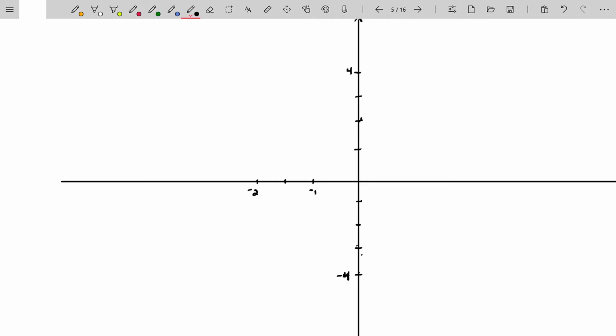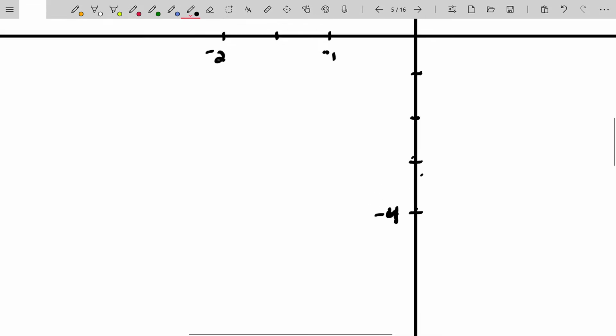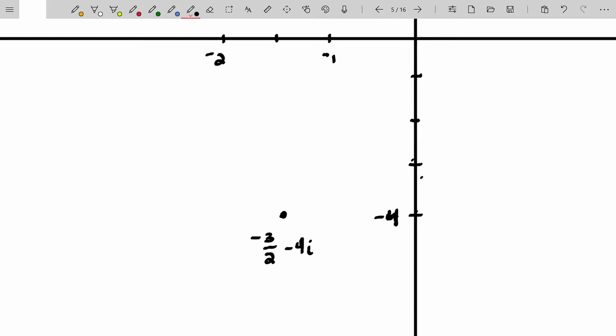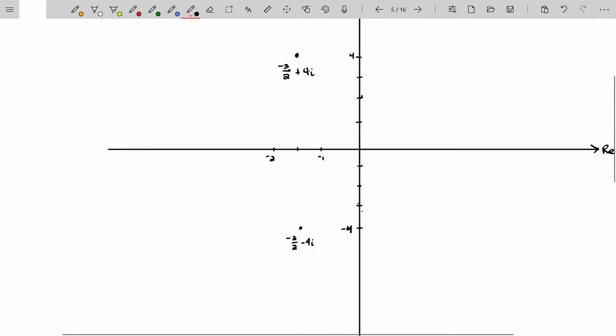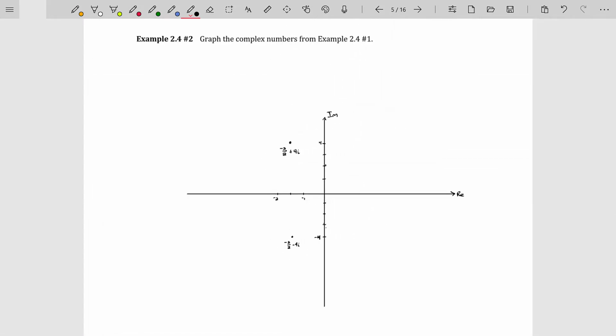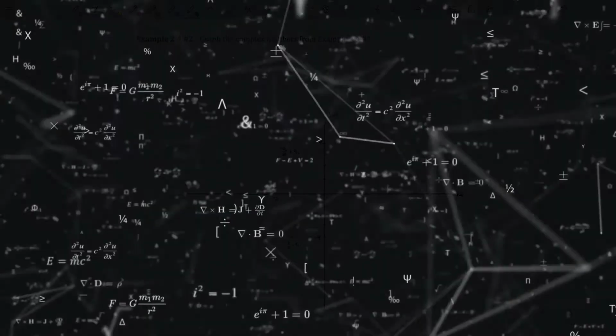And let's go ahead and plot -3/2 plus 4i. And then we're also going to plot -3/2 minus 4i. That's down here. And that's it. That's all we need to do. That shouldn't be too crazy for you to grab onto. And that's what we're going to finish this video out with. That's how you plot complex numbers on a complex plane. In the next video, we'll start doing arithmetic with complex numbers.